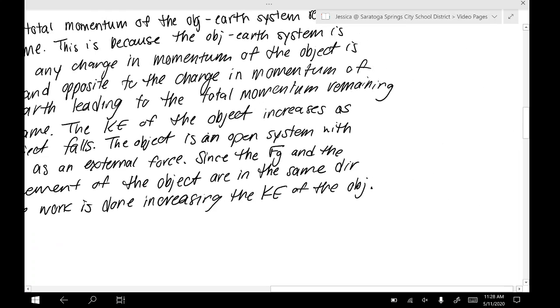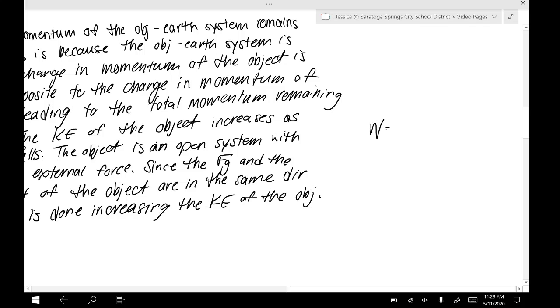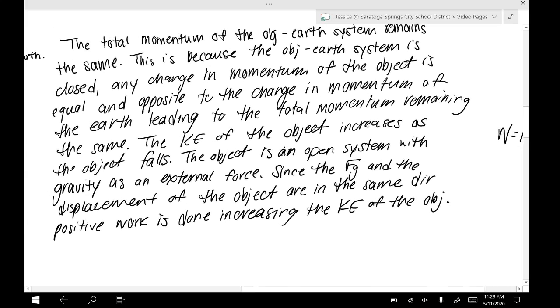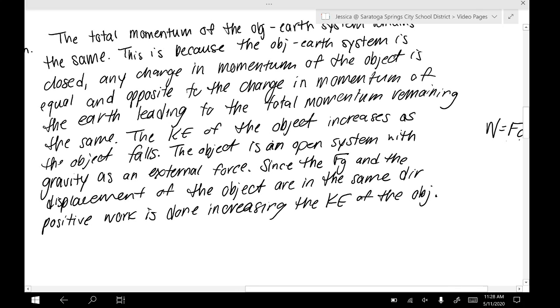Okay, so remember, that's the work energy theorem, the idea that work is force times displacement, and if force and displacement are in the same direction, you're going to add energy to your system. In this case, we're adding kinetic energy to our system. Okay. So let's just make sure we answered all of the questions.